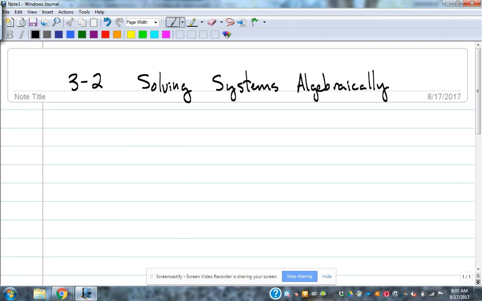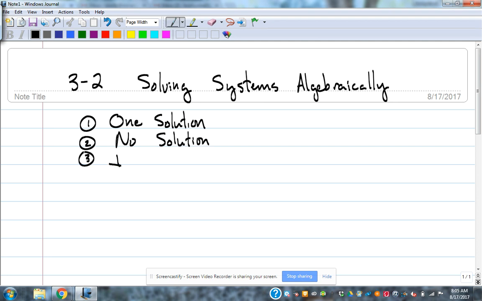All right, so we're going to be solving systems algebraically. Still the same three scenarios can happen. What are those three scenarios? One solution. No solution. Or three, infinitely many.